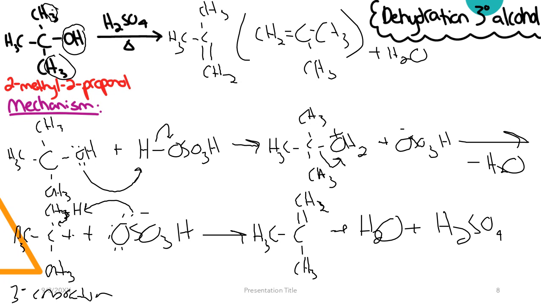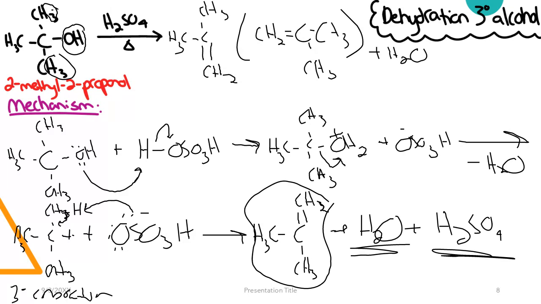Okay, but anyway, this is my product, and then I form water, and I reform sulfuric acid. So the only difference between primary and then secondary and tertiary alcohols in this mechanism is primary alcohols do these 2 things in 1 step, and then the secondary and tertiary do it in 2.